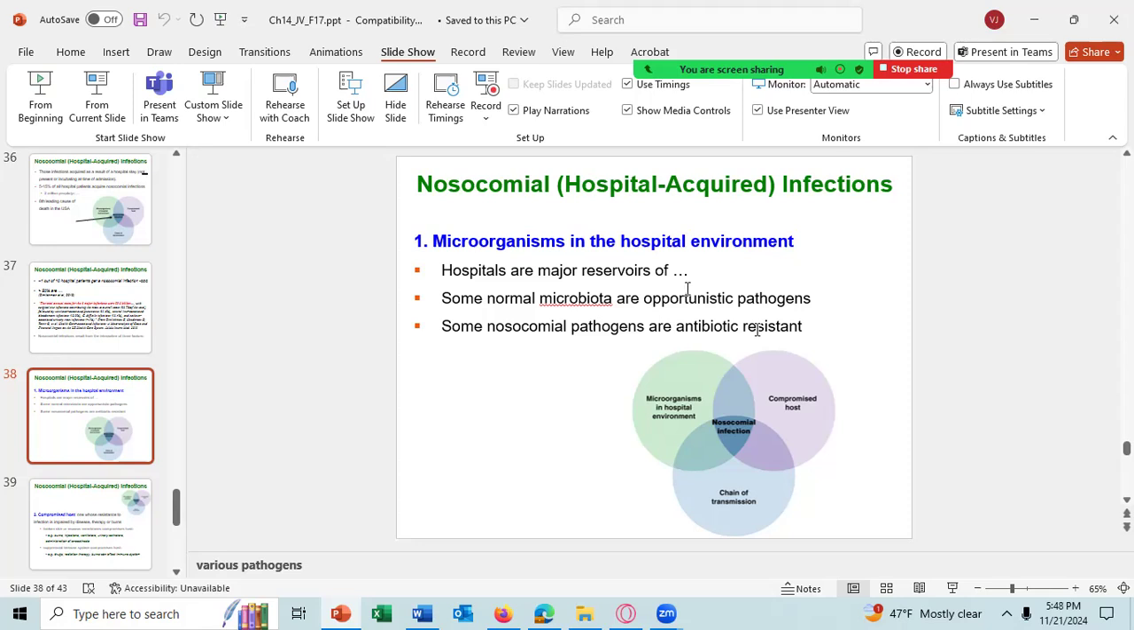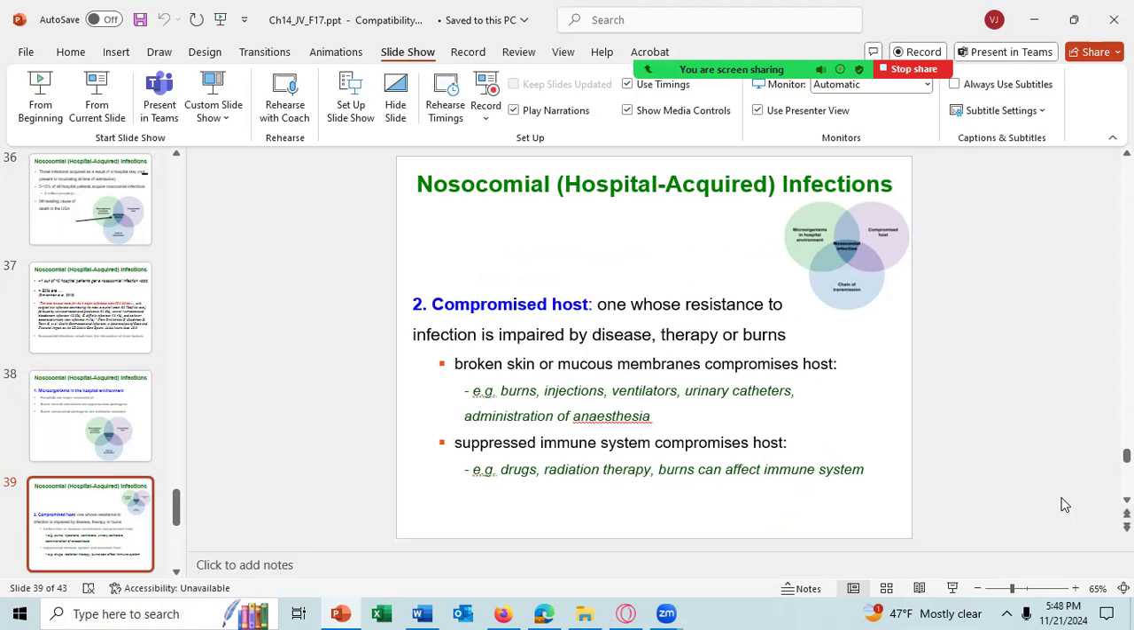So one, there are microorganisms in the hospital environment. It's unavoidable. There's microbes everywhere. And then there's people in the hospital, including healthcare workers. Like I said, the normal microbiota can become an opportunistic pathogen.